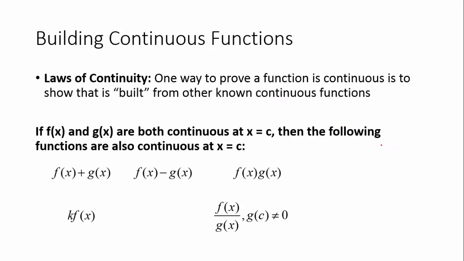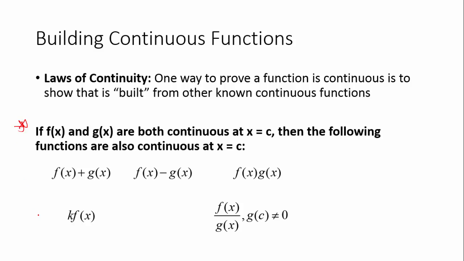Now I want to start talking about what types of functions are continuous and how we can build continuous functions off of the functions that we already know to be continuous. One way to do this is to show that a larger function is built from other functions that we know to be continuous, and the laws of continuity, which are in your book, will help you do that. And here's the big law of continuity.